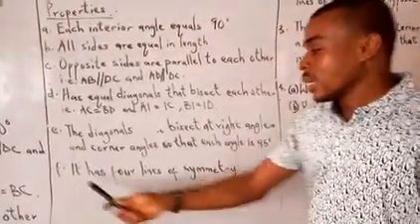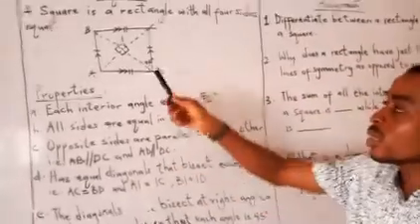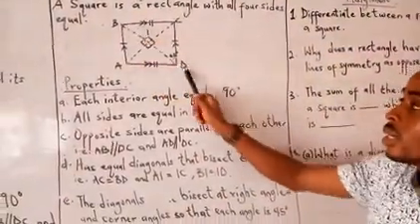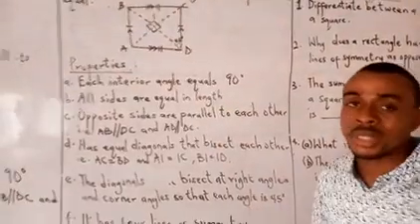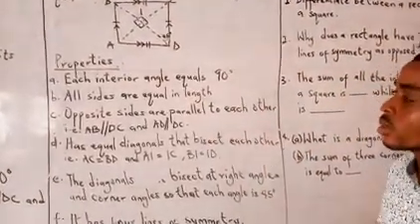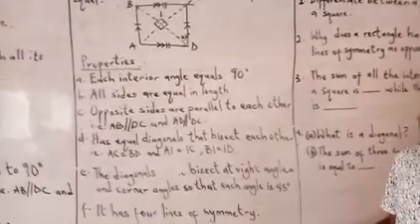Then the last is that it has 4 lines of symmetry. This line, then this line, and another line. The lines of symmetry divide a plane figure into 2 equal parts. Alright, so far so good. Here is the end of the lesson.